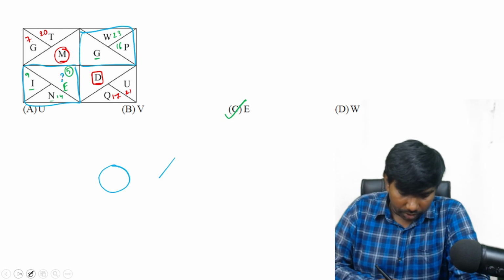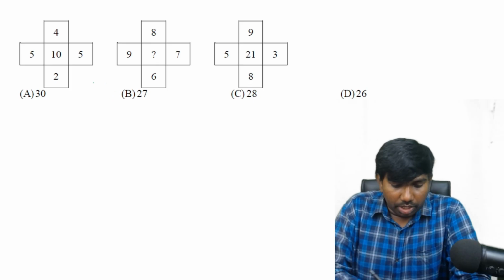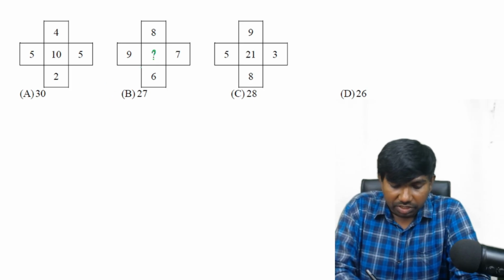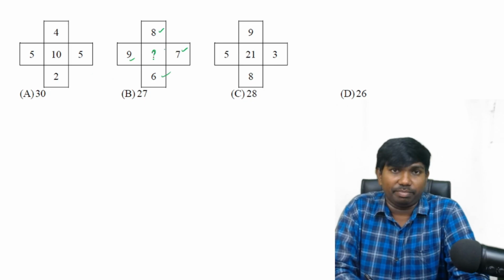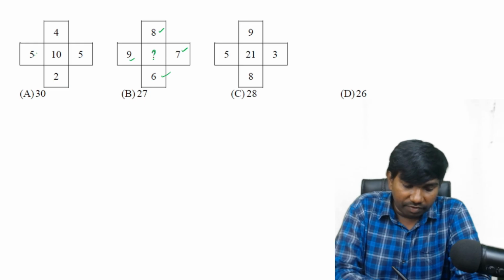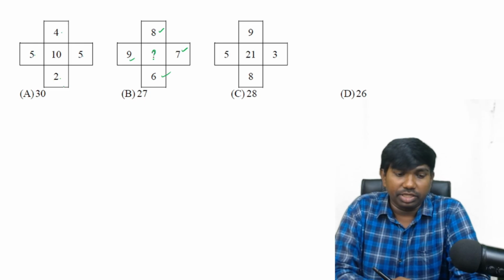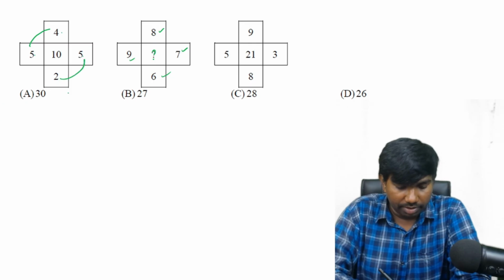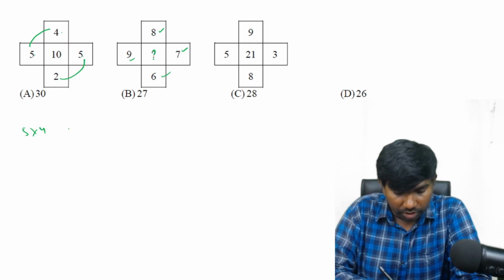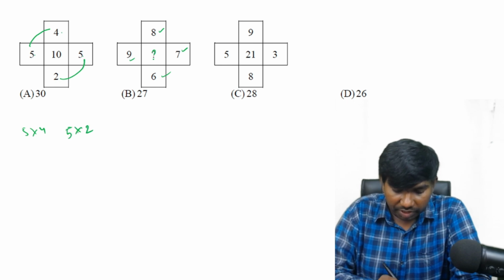Yes. Next question. Here in the middle there is a question mark. That means how to operate all the adjacent or surrounding numbers to get the middle number. How to operate 5, 4, 5, 2 to get the middle number. If we try this logic, 5 times 4 is 20 and 5 times 2 is 10. 20 minus 10, and their difference is 10.